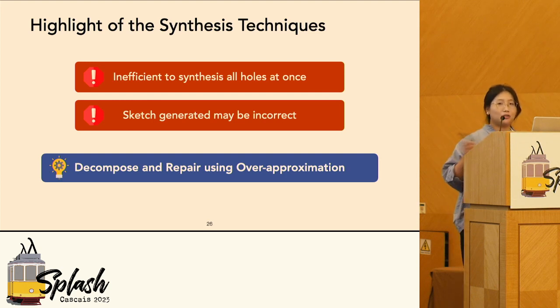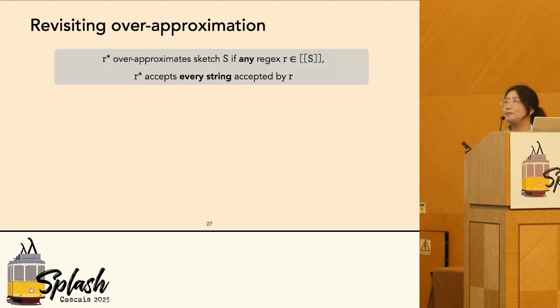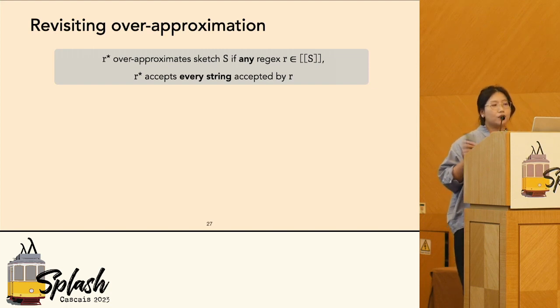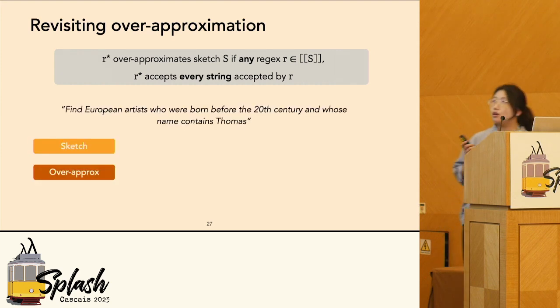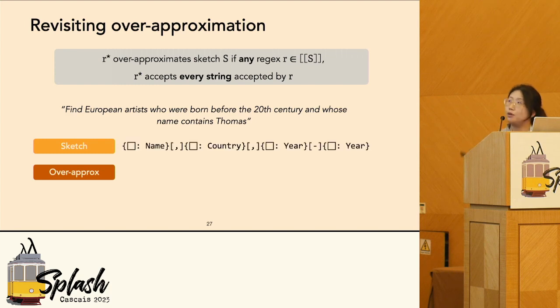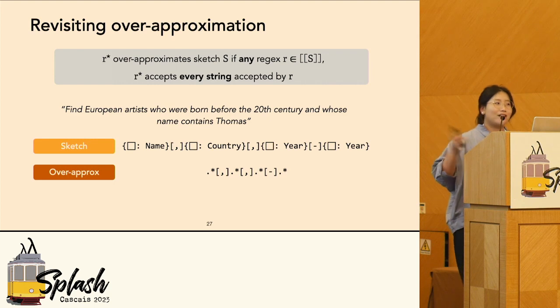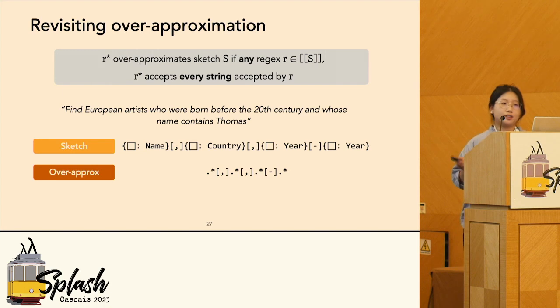Over-approximation is commonly used across much of the literature, but let's just revisit what exactly that is. An over-approximation of a sketch accepts every string that can be accepted by any program that can be synthesized from the sketch. So in the context of our motivating example, if we have the following sketch, one simple way to generate the over-approximation is just to replace all the holes with dot star, because dot star can always match everything that can be matched by the whole.